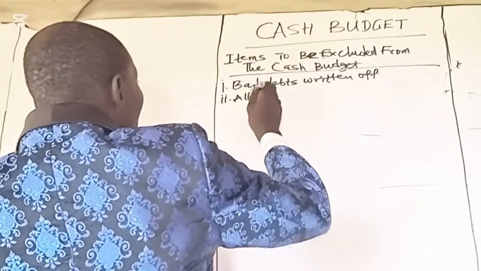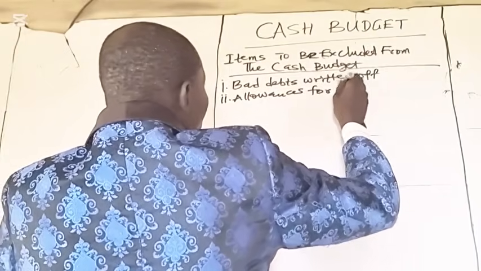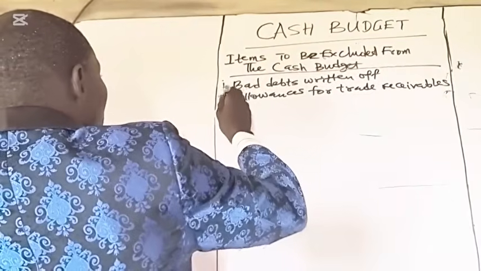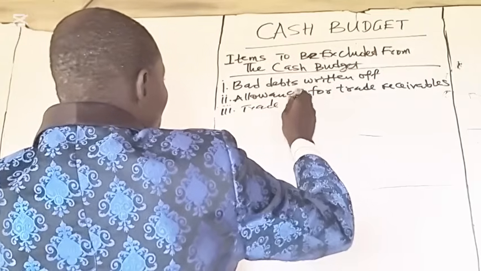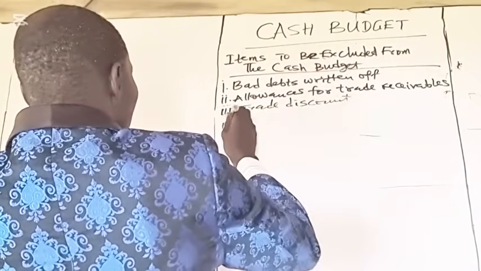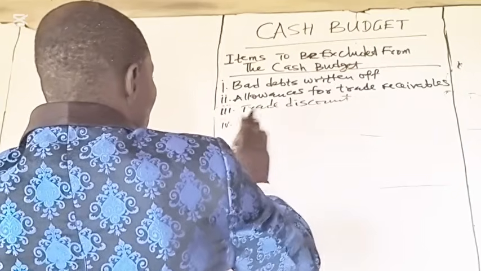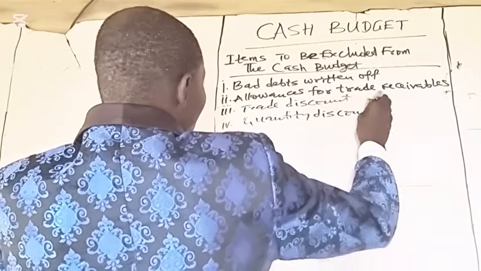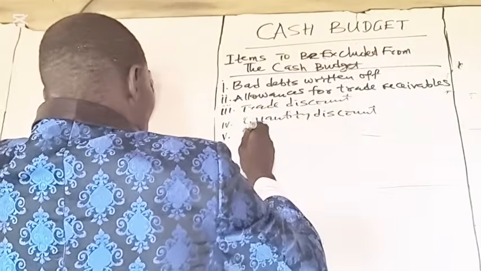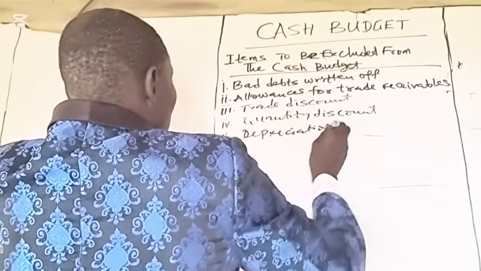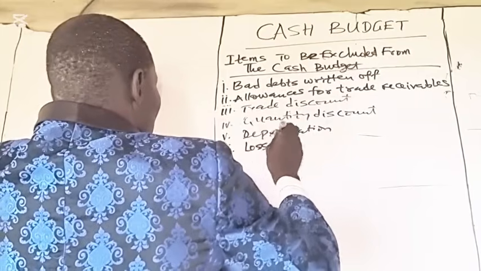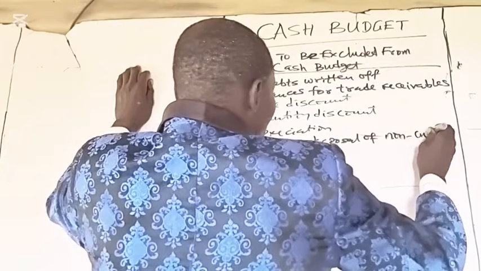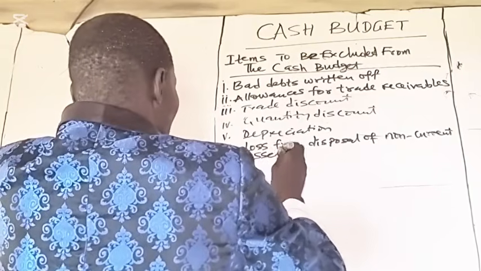Allowances for trade receivables. This will not be recorded in the cash budget. Number 3, trade discount. Trade discount will not be recorded in the cash budget. Quantity discount will not be recorded in the cash budget. Then depreciation, because it does not involve the flows of cash. Loss from disposal of non-current assets. It will not be recorded in the cash budget.